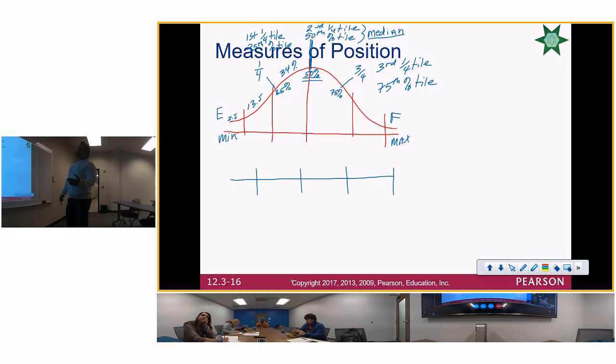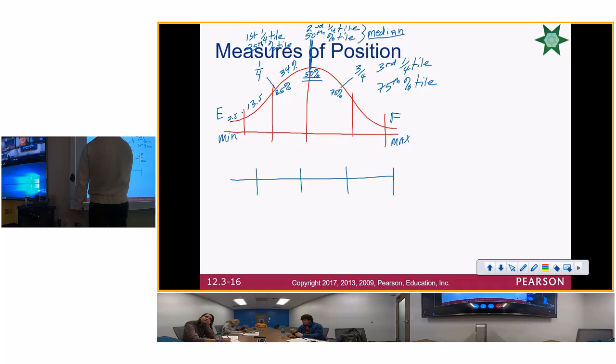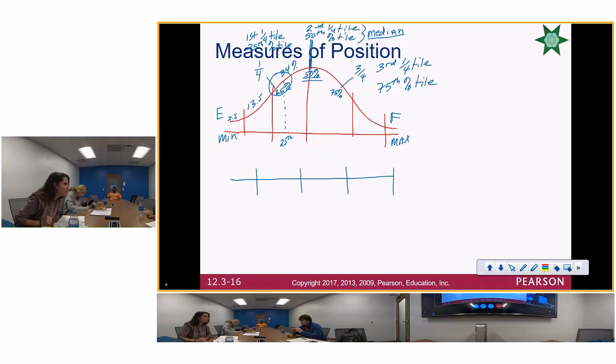Now, when you get in Math 120, you start to show where the 25th percentile is. And the 25th percentile, this is 16%. So the 25th percentile is going to be right in here somewhere. I'll just write, and you get a number down here, that's the 25th percentile. But it's going to be in this general area right in here. Okay?